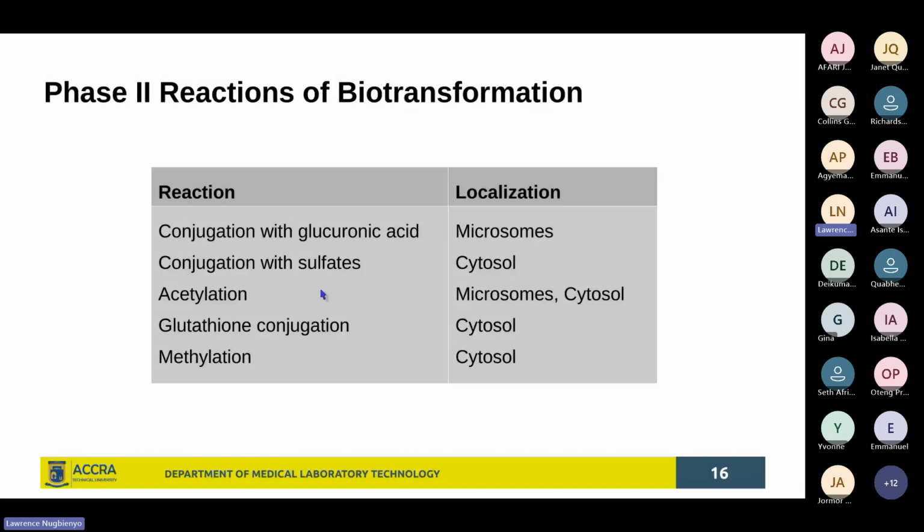And you have conjugation with sulfates, acetylation, conjugation with an acetyl group, glutathione conjugation, that is the molecule glutathione, which is also endogenous, binding to the substance, and methylation, addition of a methyl group. So you have such conjugation reactions as phase 2 reactions that occur either in the microsomes, that is in the endoplasmic reticulum, and or the cytosol, the cytoplasm.